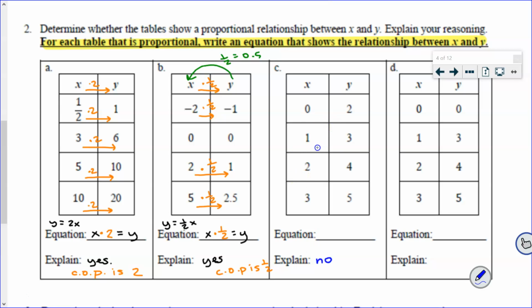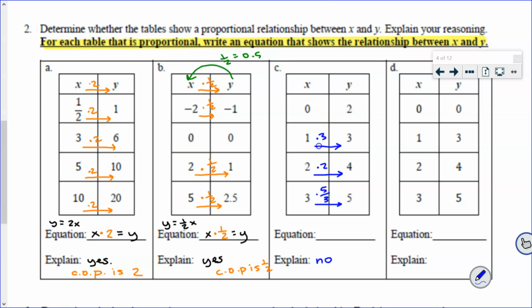However, I'm going to prove even more that it's not proportional. How does a 1 change to a 3? We multiply by 3. How does a 2 change to a 4? Multiply by 2. How does a 3 change to a 5? Multiply by 5/3. It's okay if you don't know that.